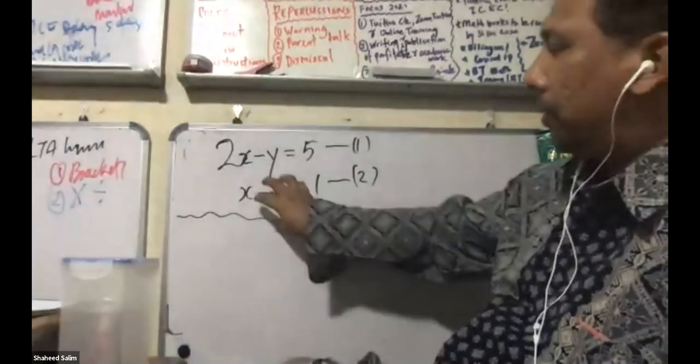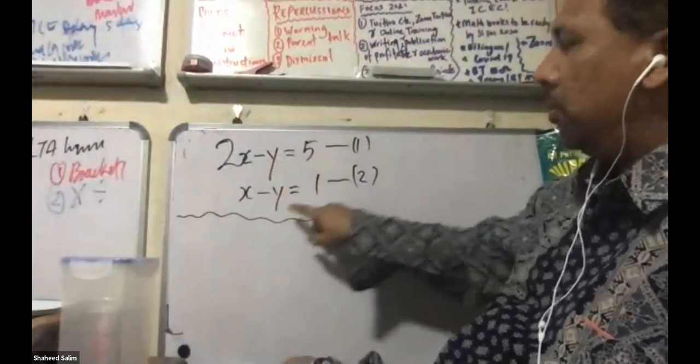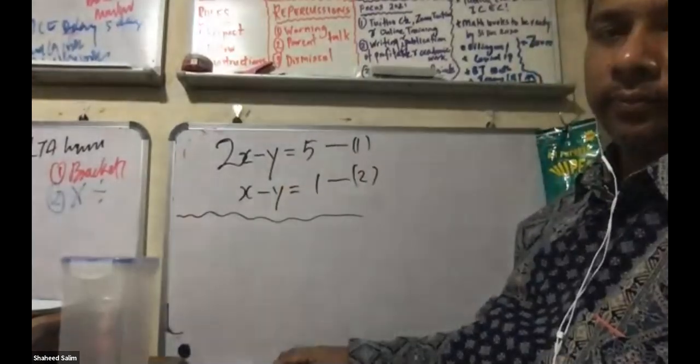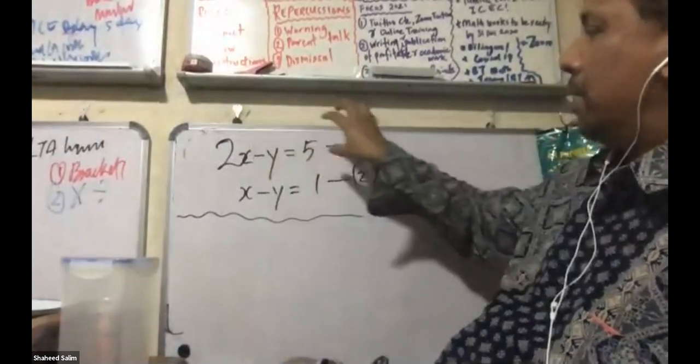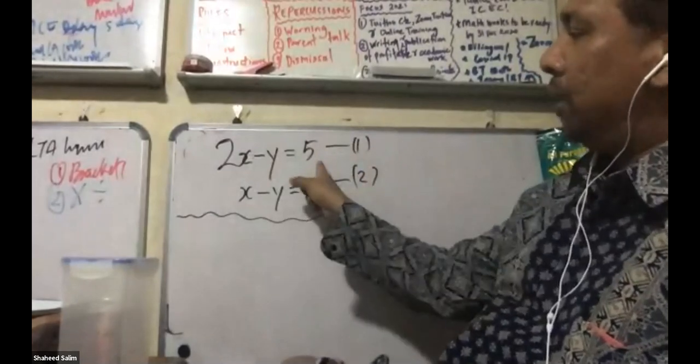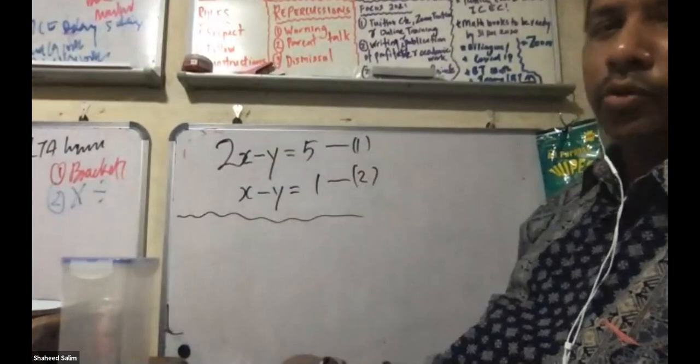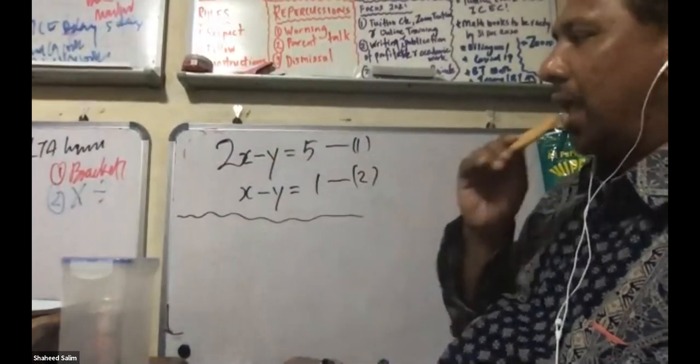So Ryan, I bring the minus y over there, become plus y. Plus 1, I bring over, become minus 1. This one minus y, I bring over, become plus y. 5 over, bring over, become minus 5. So I got it ready. I don't need to do the complex way.